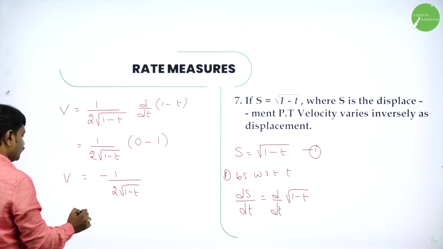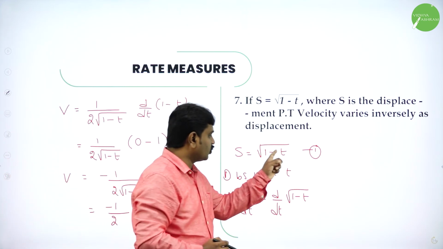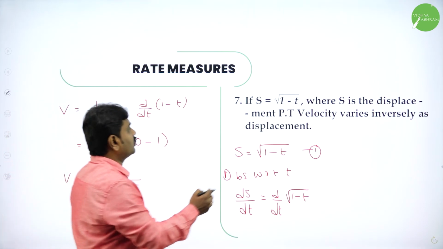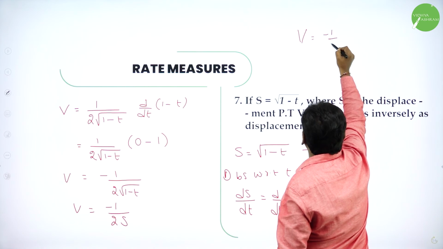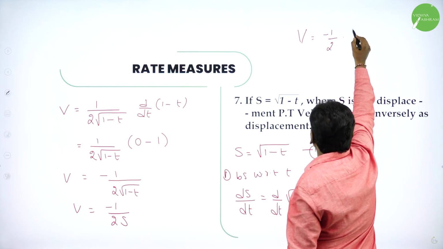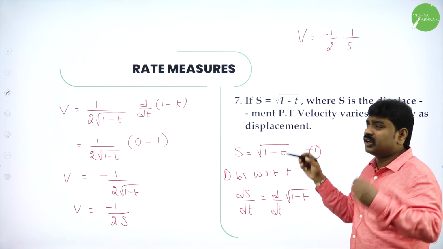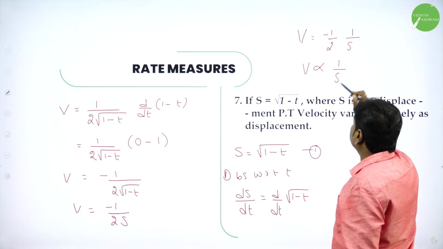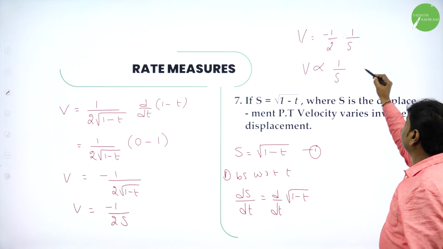This is velocity. And in the denominator, can I say root of 1 minus t is s? Yes, so I'll write like this. So you got velocity. What is the velocity equation you got? Velocity equation is minus 1 by 2 into 1 by s. So this minus 1 by 2 is a constant. So if I remove the constant, v is proportional to 1 by s. See, if one is in numerator, other is in denominator, we say inverse. So therefore we proved it.